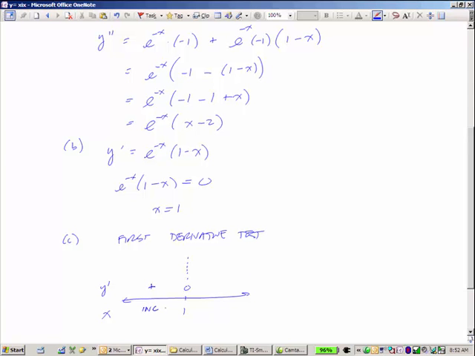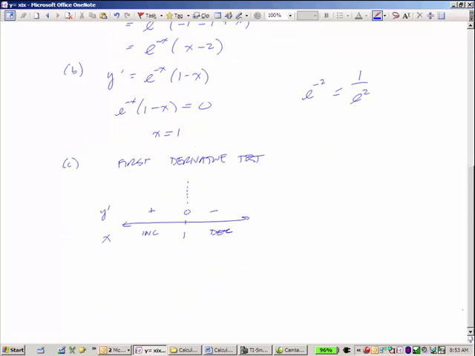So the function is increasing. Now something bigger than 1. I was thinking 1,000,000, but 2 is fine. E raised to anything, I don't care if it's to the 2, it's positive, because think about it: e to the negative 2 is really 1 over e squared. E squared's positive, so 1 over it is positive. And 1 minus 2 is negative, times a positive is negative. So this is decreasing. Increasing to decreasing has to be a max.